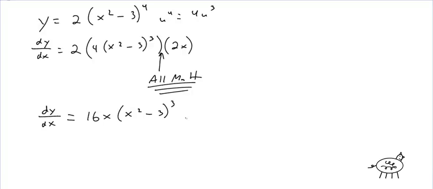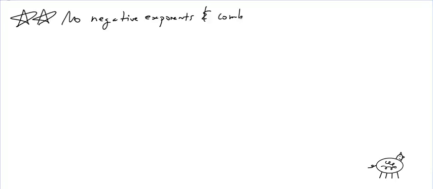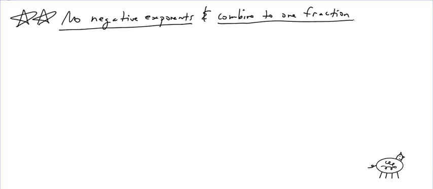All right, so a couple things I want to mention here, math fans. First of all, I'm going to put a couple stars here because I want no negative exponents. We actually did that last part of the chapter. So no negative exponents, and I want you to combine to one fraction. Okay, so no negative exponents, and I want you to combine to one fraction. So let's start with an example here.